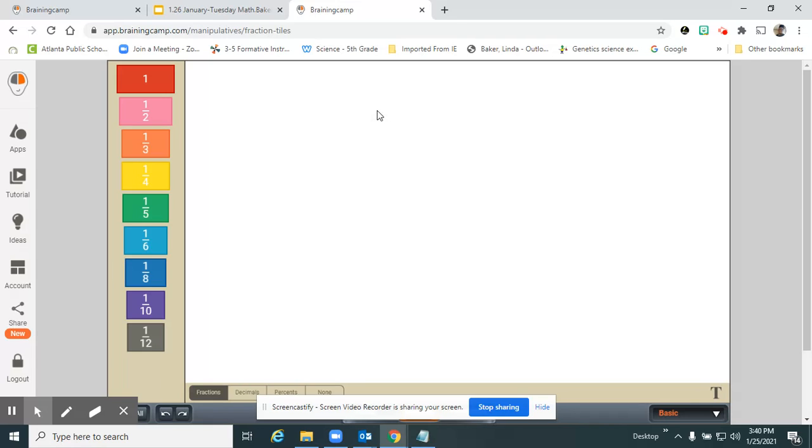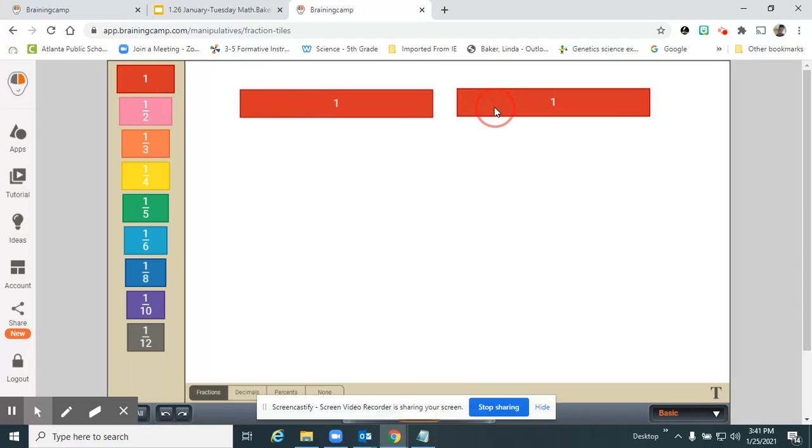Remember, the scenario that we're solving is: Linda has 3 pounds of ground beef. She wants to make them into quarter-sized burgers. How many burgers can she make? Okay, she has 3 pounds. So this is 1 pound, this is 2 pounds, and this is 3 pounds. And she wants to make them into quarter-sized burgers. This is a half. We know that's too much. 1/3 is too much. 1/4.